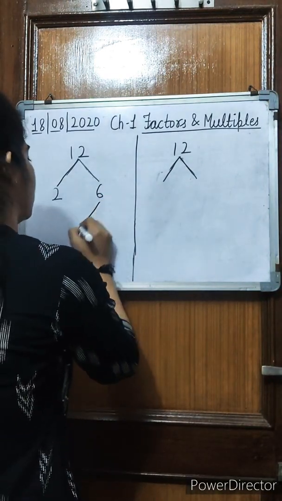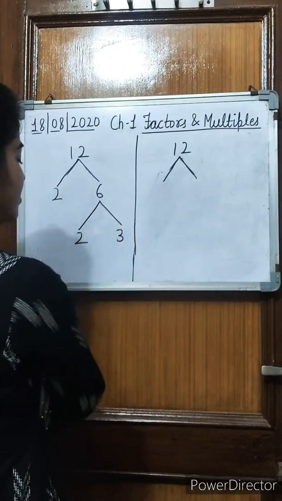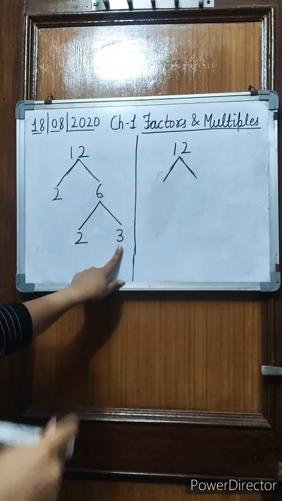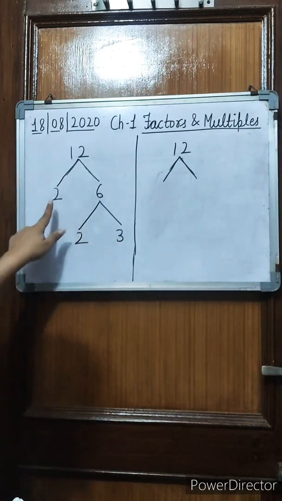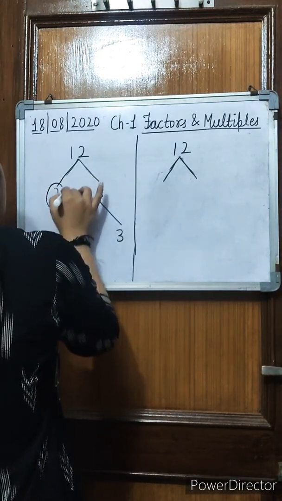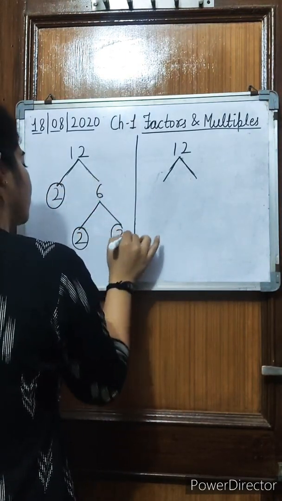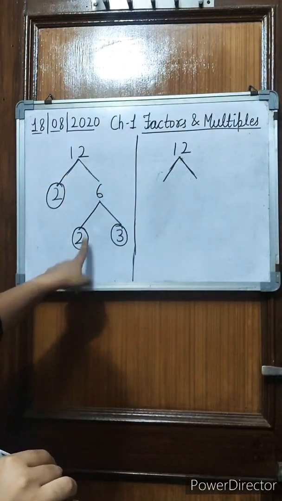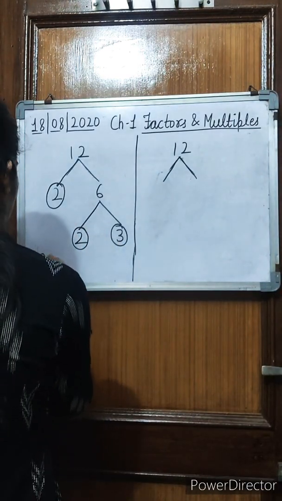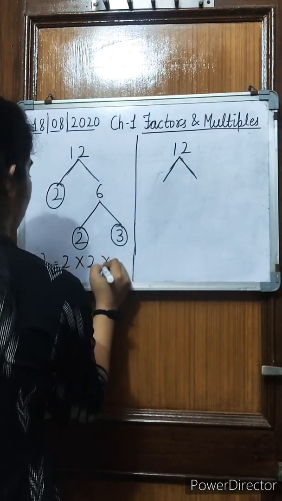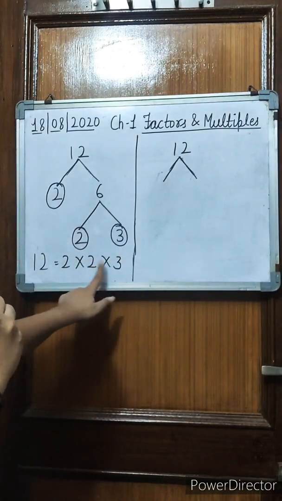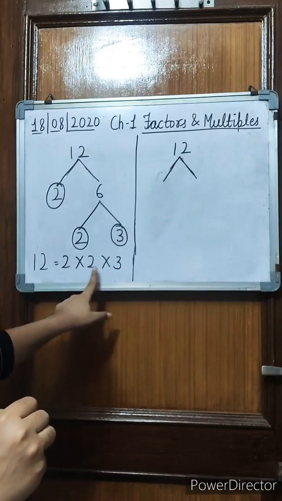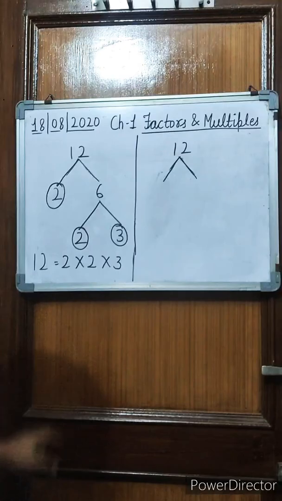So now 6 we can write as 2 3s are 6. Now at the end of the branches you can see that 2 and 3 are prime numbers, so we cannot split them further. So here at the end of the branches we got 2, 2 and 3. So what is the product of its prime numbers? 2 multiplied by 2 multiplied by 3. You can see 2, 2 and 3 are prime numbers. So 2 2s are 4, 4 3s are 12.